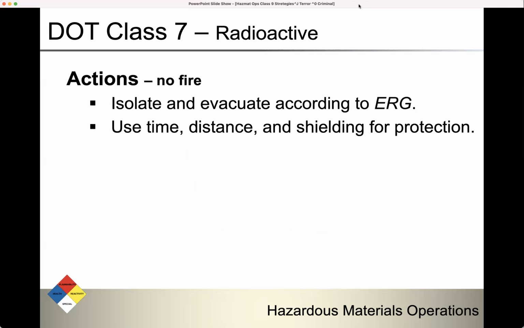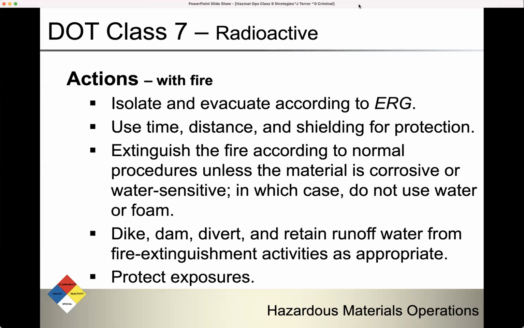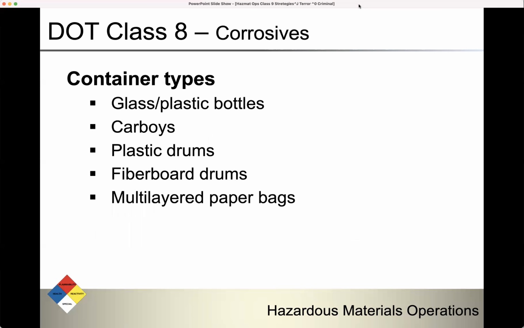If there's no fire involved, get that ERG out and use it to determine time, distance, and shielding for protection. If fire is involved, we're going to isolate and evacuate using that ERG. We're going to extinguish the fire according to normal procedures unless the material is corrosive or water sensitive, in which case do not use water or foam. We're going to control our runoff water through dike, dam, divert, or retain. We're going to protect exposures. Pretty easy. Just stay away from it. Let somebody else clean it up.